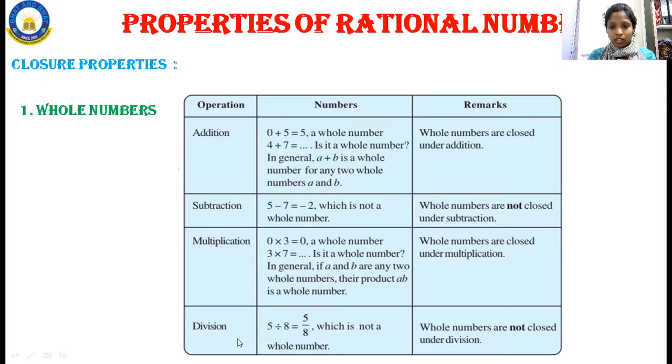Okay. And when I come to division, 5 divided by 8, we are going to write that as 5 by 8, which is not a whole number because it is in the form of a fraction. So whole numbers are not closed under division. So this is about your closure property under whole numbers.